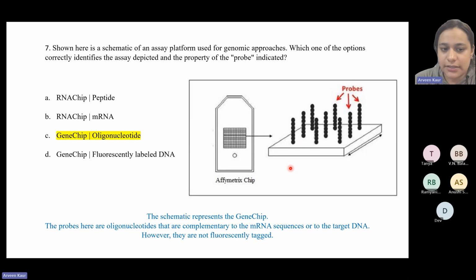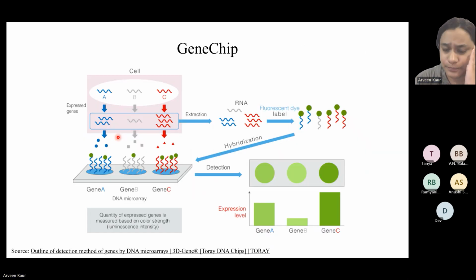So coming to the answer, this particular chip is a gene chip. So it will identify multiple genes. And the probes that are used over here are oligonucleotides that are complementary to the mRNA sequences or the target DNA, right? And they are not fluorescently tagged. So they will not be fluorescently labeled DNA, they will be oligonucleotides.